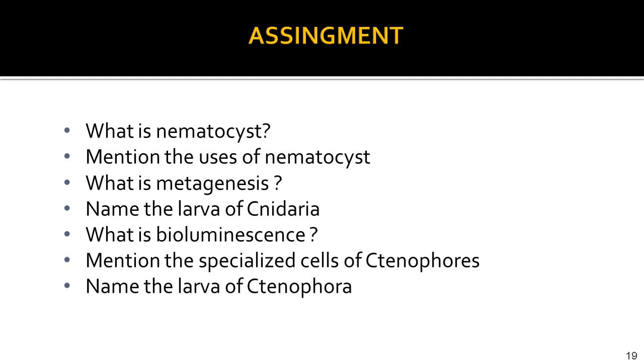Next question is, what is bioluminescence? The ability of organisms belonging to phylum Ctenophora to emit light from their body is known as bioluminescence. Okay, then mention the specialized cells of Ctenophora. What specialized cell is there in Ctenophora? That is known as lasso cells, or colloblast cells. Fine. And name the larva of Ctenophora. What is the name of the larva of Ctenophora? Cydippid larva. Right?